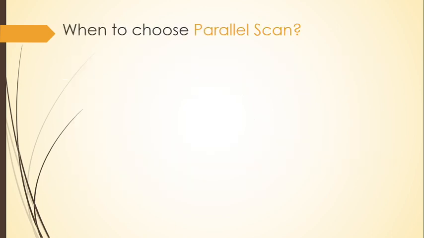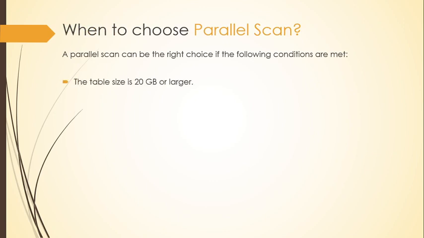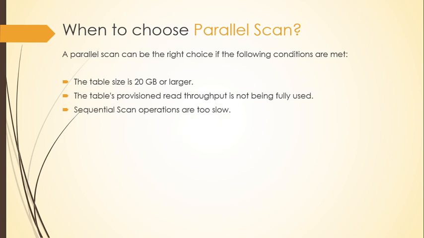When to choose parallel scan? A parallel scan can be the right choice if the following conditions are met. The table size is 20 GB or larger. The table's provisioned read throughput is not being fully used. Sequential scan operations are too slow. In these three conditions, you can use parallel scan.